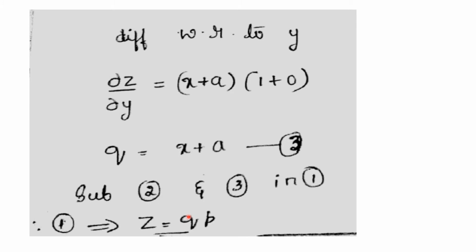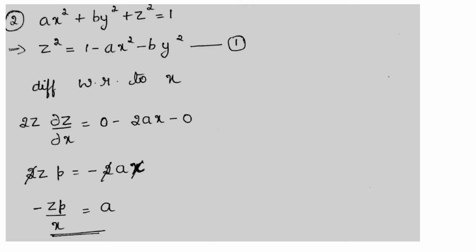Now we'll proceed further to solve the next problem: ax² + by² + z² = 1. Always we write z as a function of x and y, but you can write it any way, no problem. Just make sure that you eliminate the two constants a and b. Remember, in this question you have only two constants, a and b. If you have two or more constants, then you have to differentiate it twice.